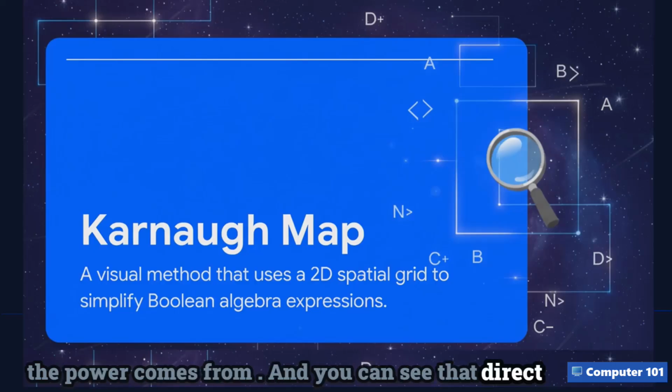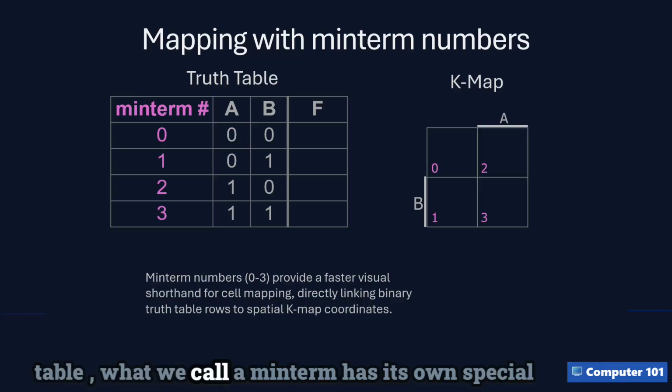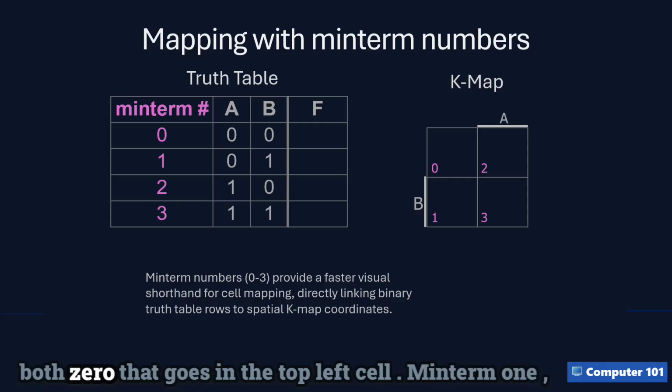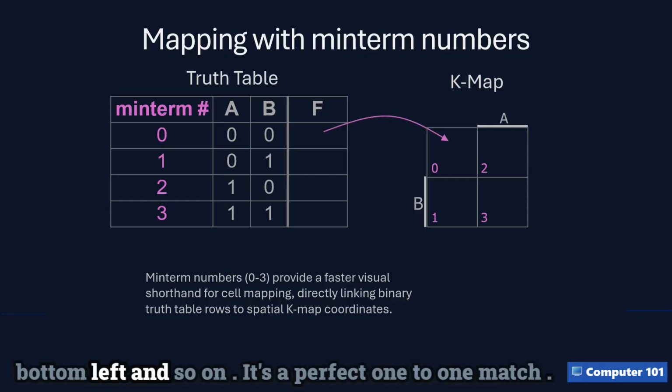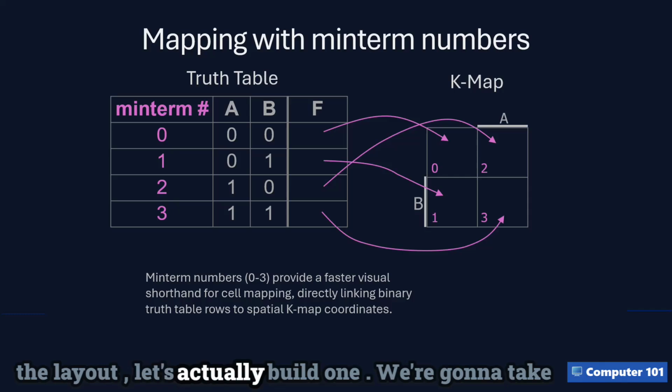And you can see that direct link right here. See? Every single row in the truth table, what we call a minterm, has its own special spot in the K-map. So minterm 0, where A and B are both 0, goes in the top left cell. Minterm 1, bottom left, and so on. It's a perfect one-to-one match. Everything has its place. All right, so now that we get the layout, let's actually build one.